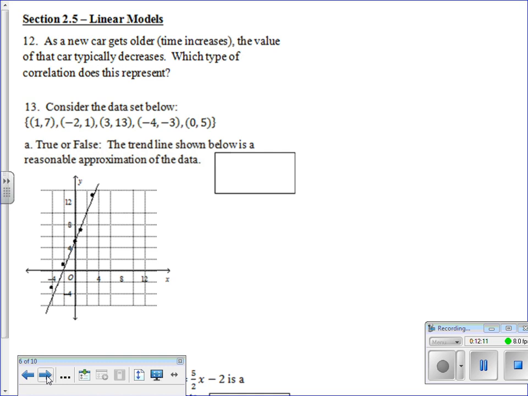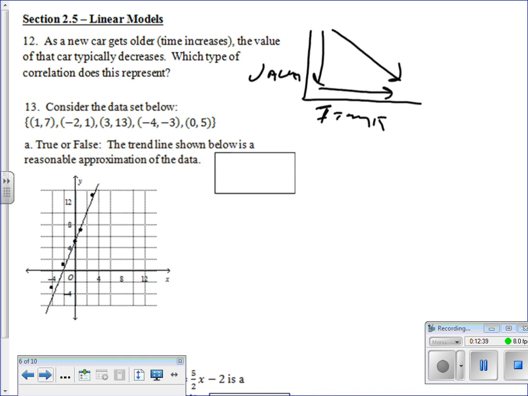Okay, as a new car gets older, time increases. The value of the car typically decreases. Which type of correlation does this represent? So what they're saying is, I have time and value. As time goes this way, value goes this way, so it's going down. That would be a negative correlation. And that is extremely typical.